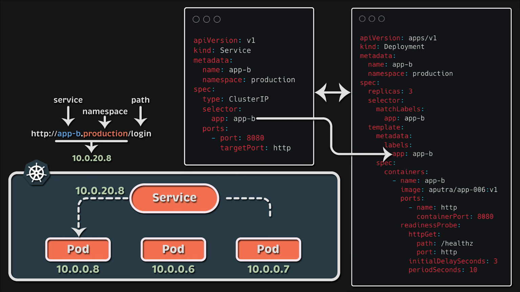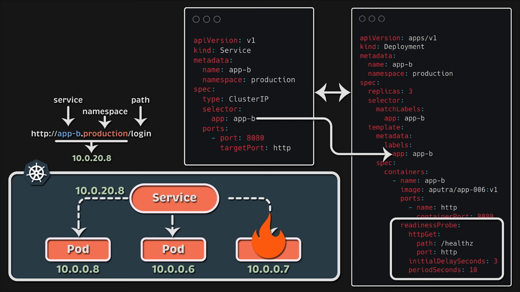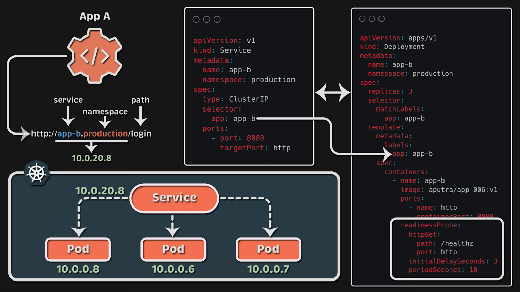Because of this layer of abstraction, we can do so much more. For example, we can check the health of each instance via readiness probes before adding it to the service, so requests are always forwarded only to healthy instances. And of course, you get load balancing right out of the box. Requests to the Kubernetes service are distributed using a random or round-robin algorithm across healthy pods for even load distribution.